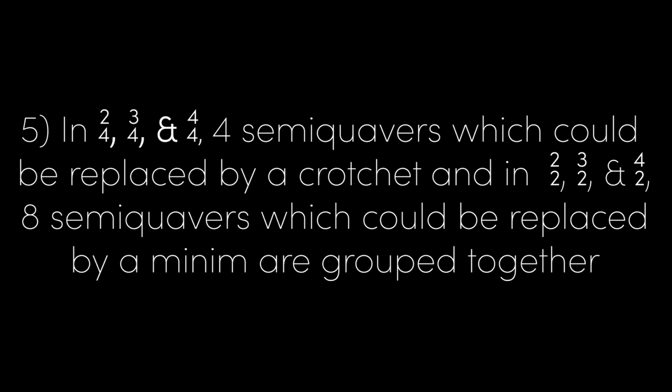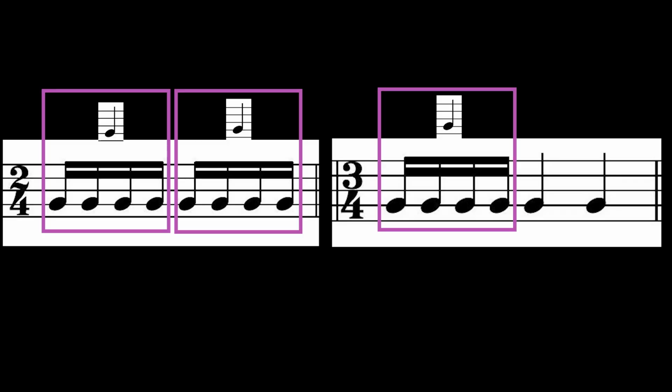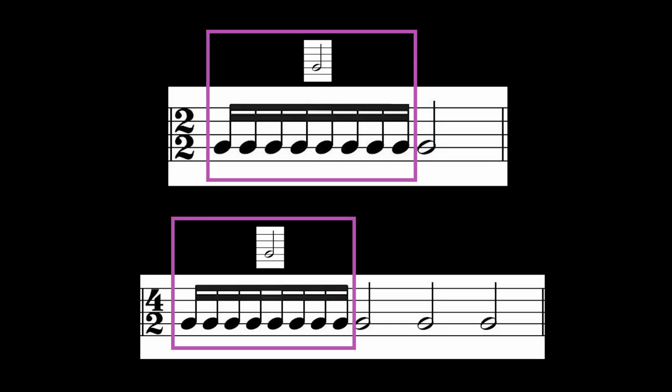Rule 5. In 2/4, 3/4, and 4/4 time signatures, group 4 semiquavers together. And in 2/2, 3/2, and 4/2, group 8 semiquavers. If your semiquavers can be replaced by a crotchet, you beam them together. Similarly, in 2/2, 3/2, or 4/2, the same thing applies to 8 semiquavers, which could be replaced by a minim.